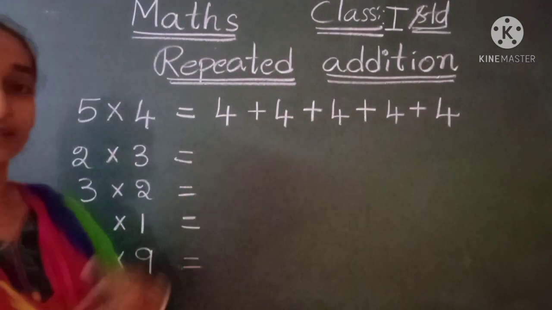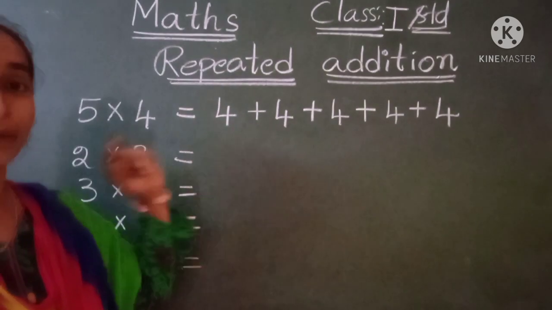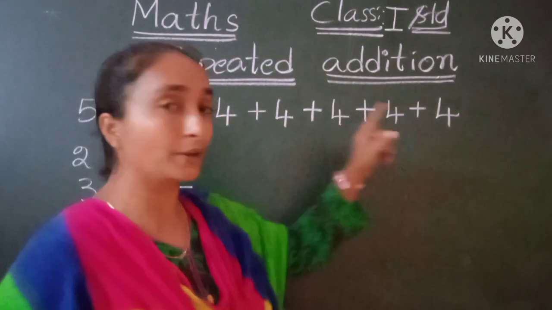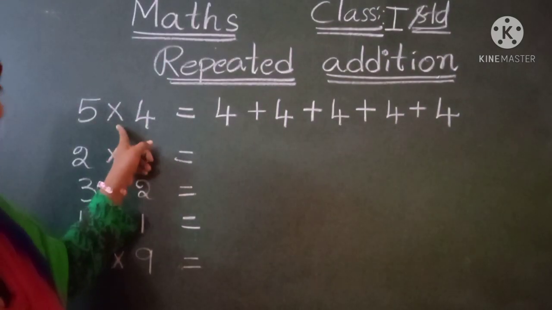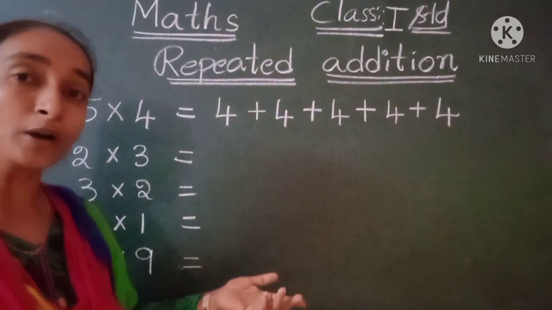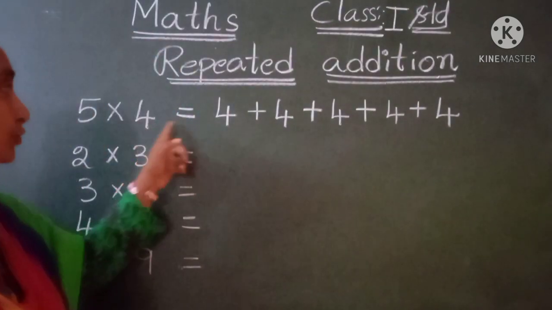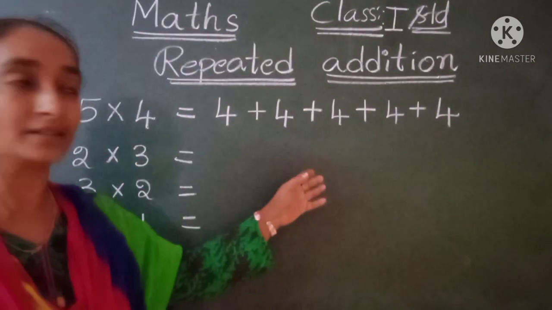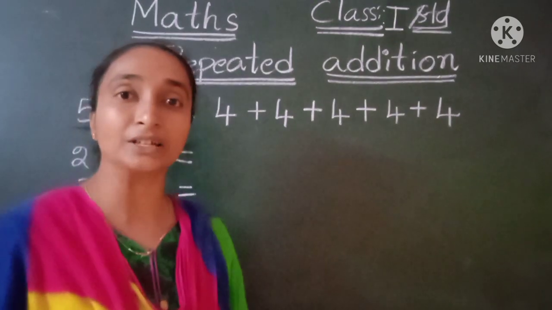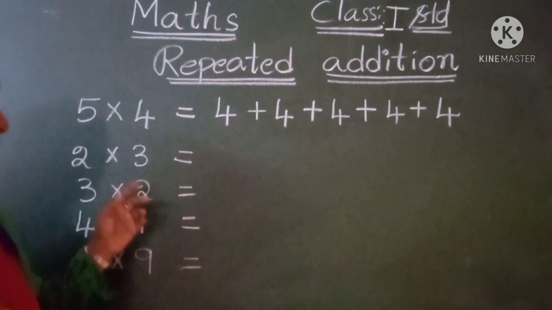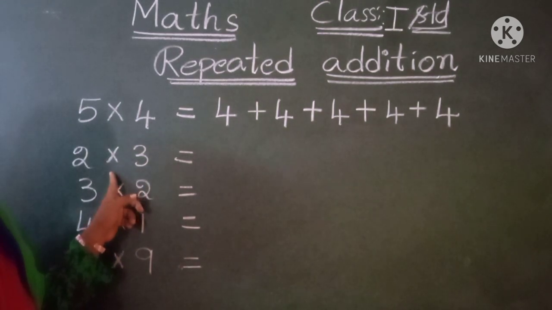So here we can see how many groups are there? 5 groups. 1, 2, 3, 4, 5. So 5 into, in each group how many are there? 4. In every group there is 4. So 5 into 4 is equal to like this. This is the repeated addition of 5 into 4. Okay children? Understood? Now let us see the second one.